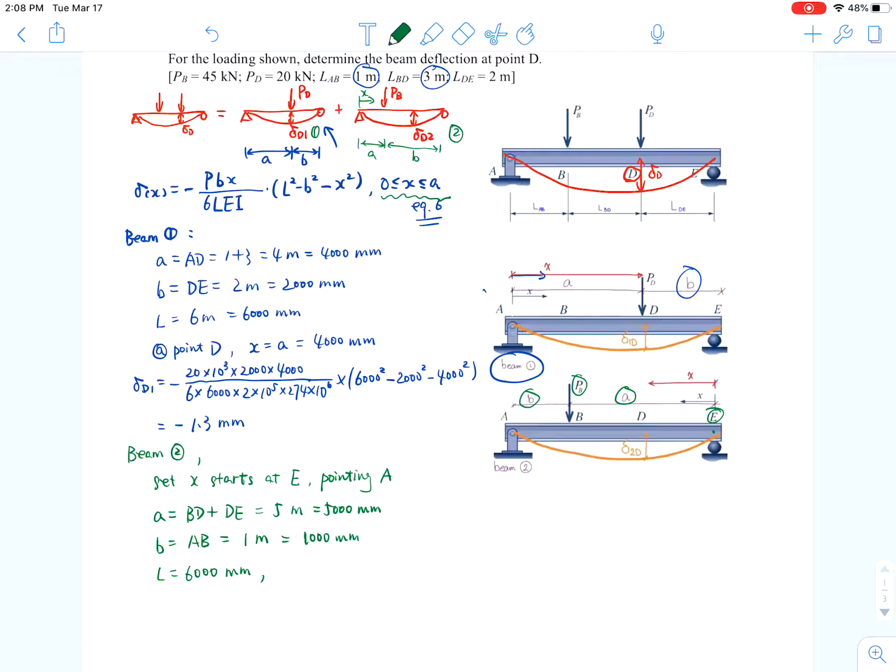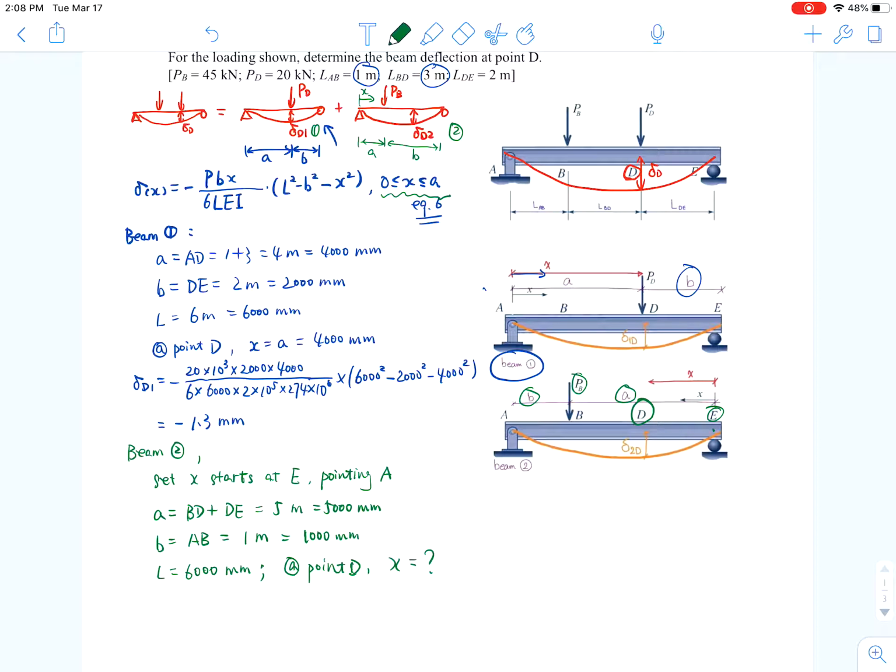So what is the x coordinate of point D? At the target point D, x equals what? Point D is here, so obviously x equals DE. That is 2 meter, or 2,000 millimeter.